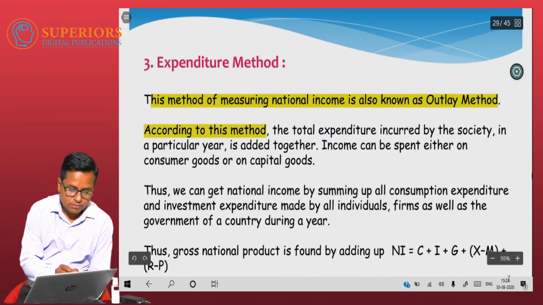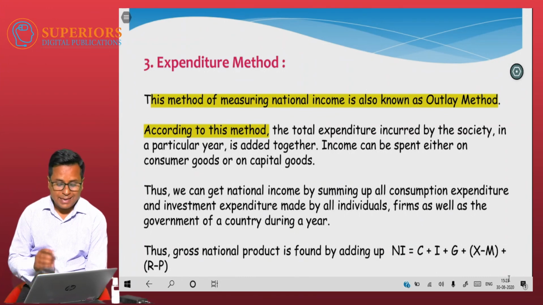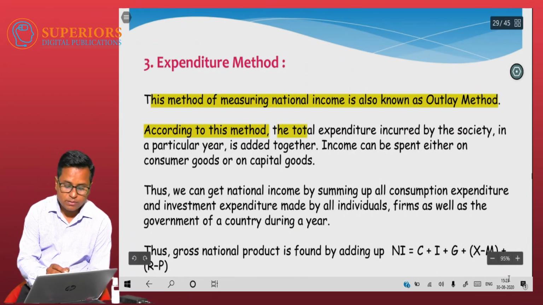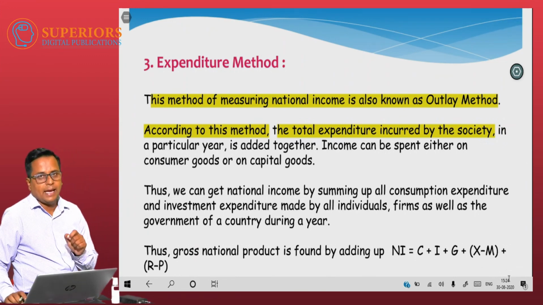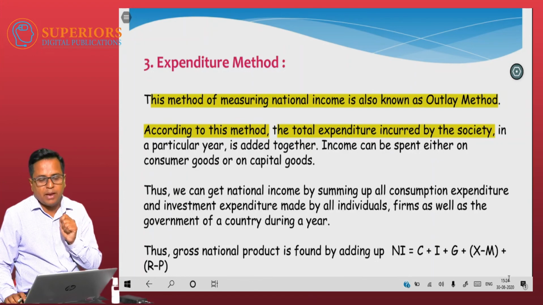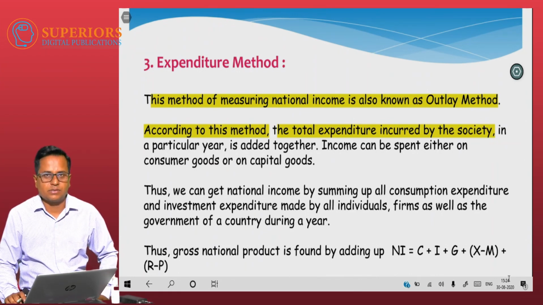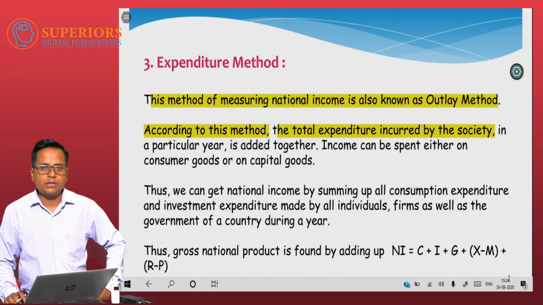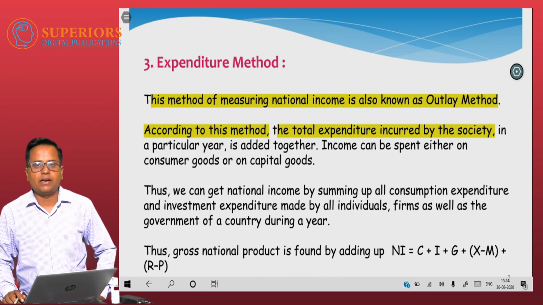According to this method, how is national income measured? The national income is measured by adding up the expenditure made by people of the country on purchase of different kinds of goods and services during a year. Here we are aggregating the expenditure made by people on purchase of different kinds of goods and services.